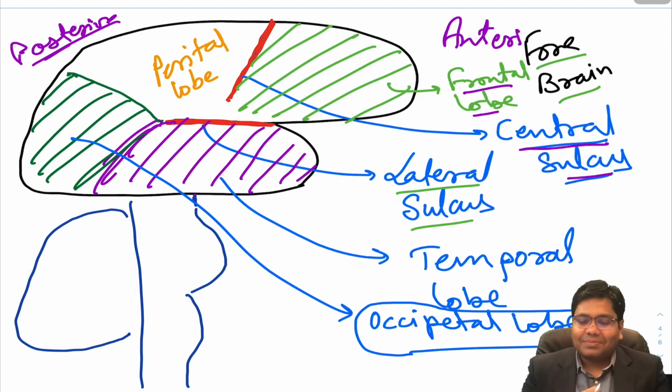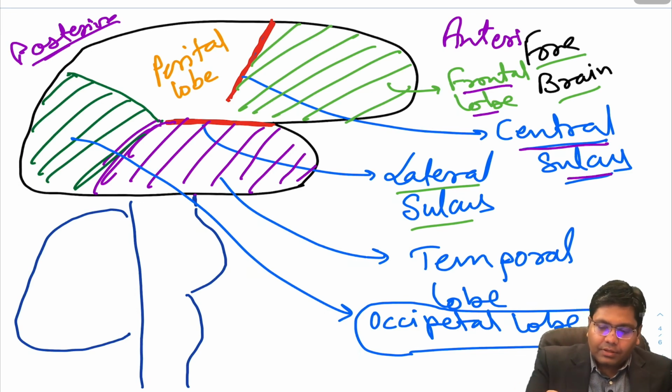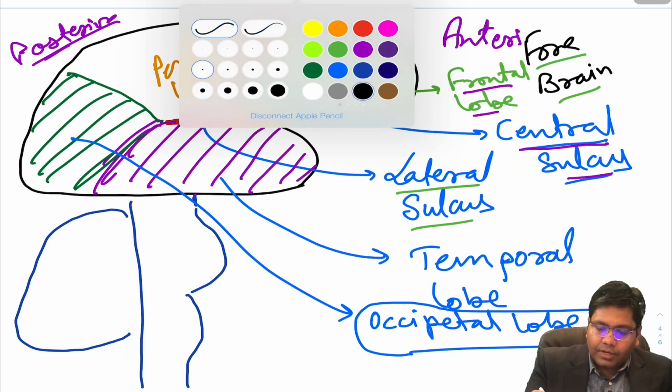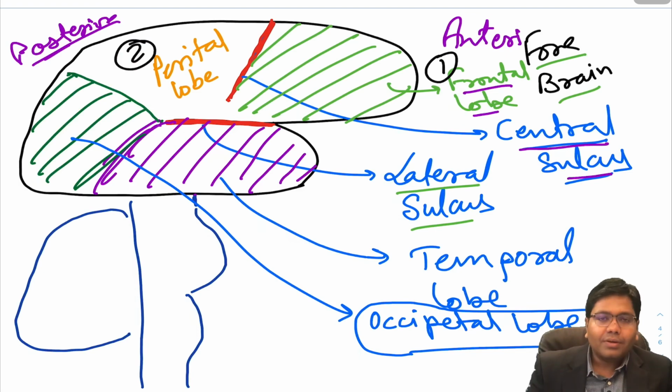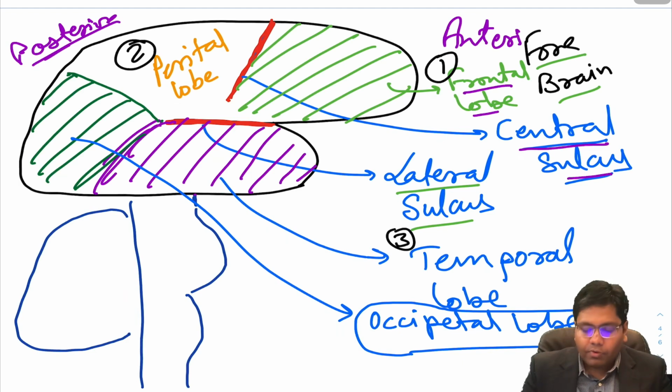So my dear friends, what we have just learned is that there are, number 1, the frontal lobe, number 2, the parietal lobe, number 3, the temporal lobe, and number 4, the occipital lobe.